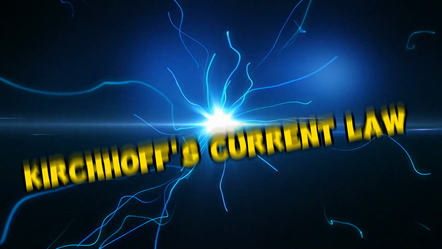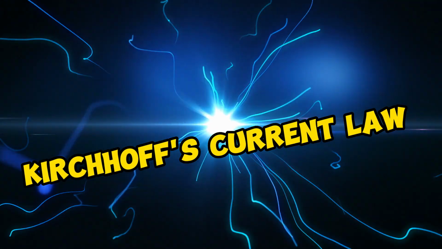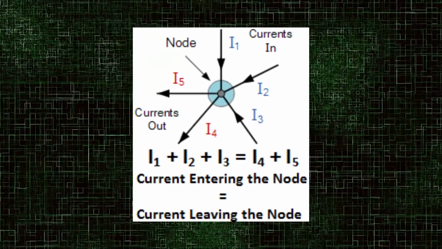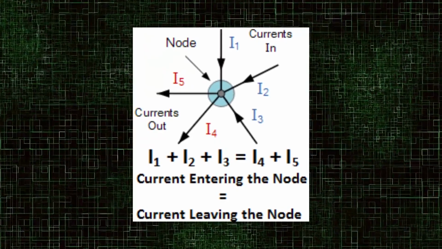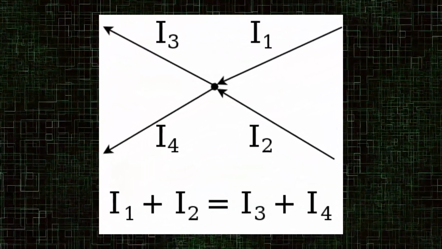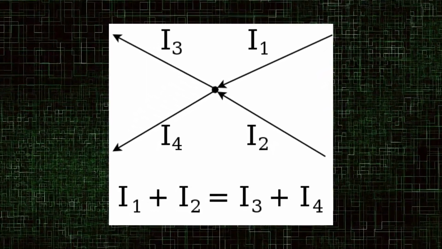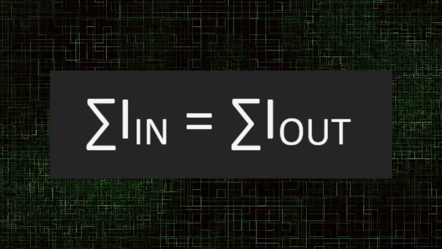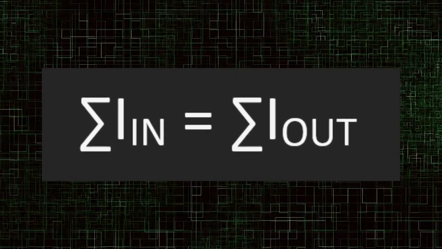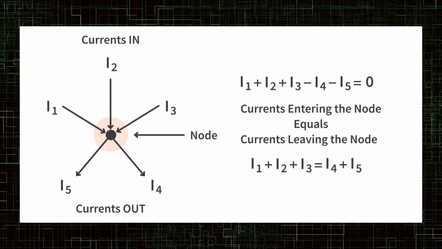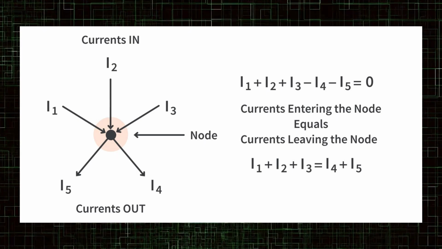Now, let's talk about Kirchhoff's current law. It's all about the conservation of electric charge. The sum of currents entering a junction in a circuit is equal to the sum of currents leaving the junction. It's expressed as sum I in equals sum I out. This law helps us analyze complex circuits.